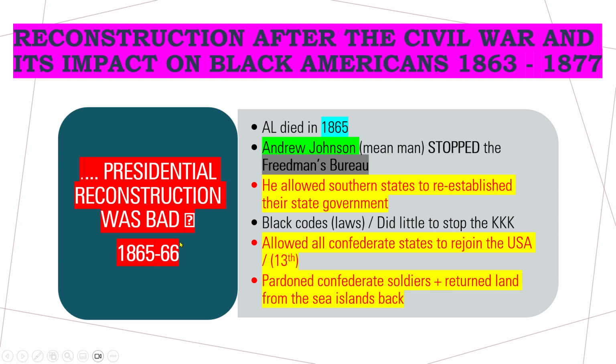He also pardoned Confederate soldiers and he returned land from the Sea Islands back to them. So land that was given to ex-enslaved people under Abraham Lincoln's rule was stripped away from them, given back to the Southerners. So it's just this, every act that Abraham Lincoln had put in place was effectively just really insignificant and limited because of this period of presidential reconstruction. And it's such a juicy thing to talk about in your exams.